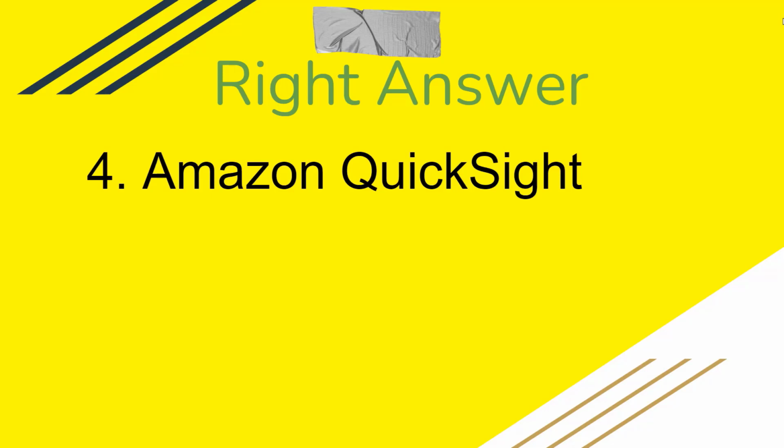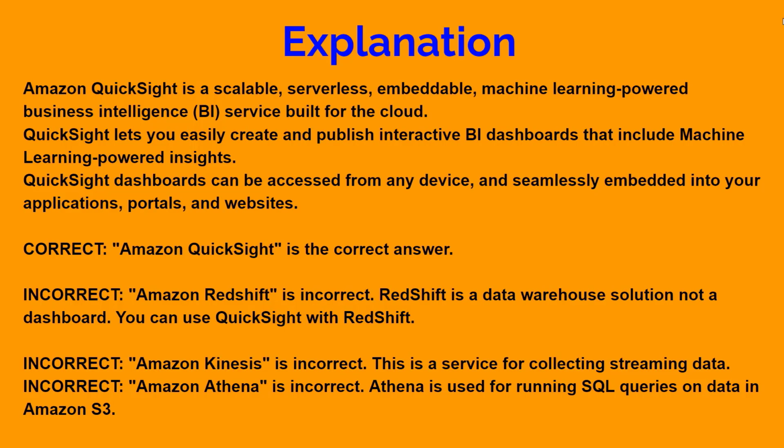Amazon QuickSight. Explanation. Amazon QuickSight is a scalable, serverless, embeddable, machine learning-powered business intelligence (BI) service built for the cloud. QuickSight lets you easily create and publish interactive BI dashboards that include machine learning-powered insights. QuickSight dashboards can be accessed from any device, and seamlessly embedded into your applications, portals, and websites. Correct. Amazon QuickSight is the correct answer.